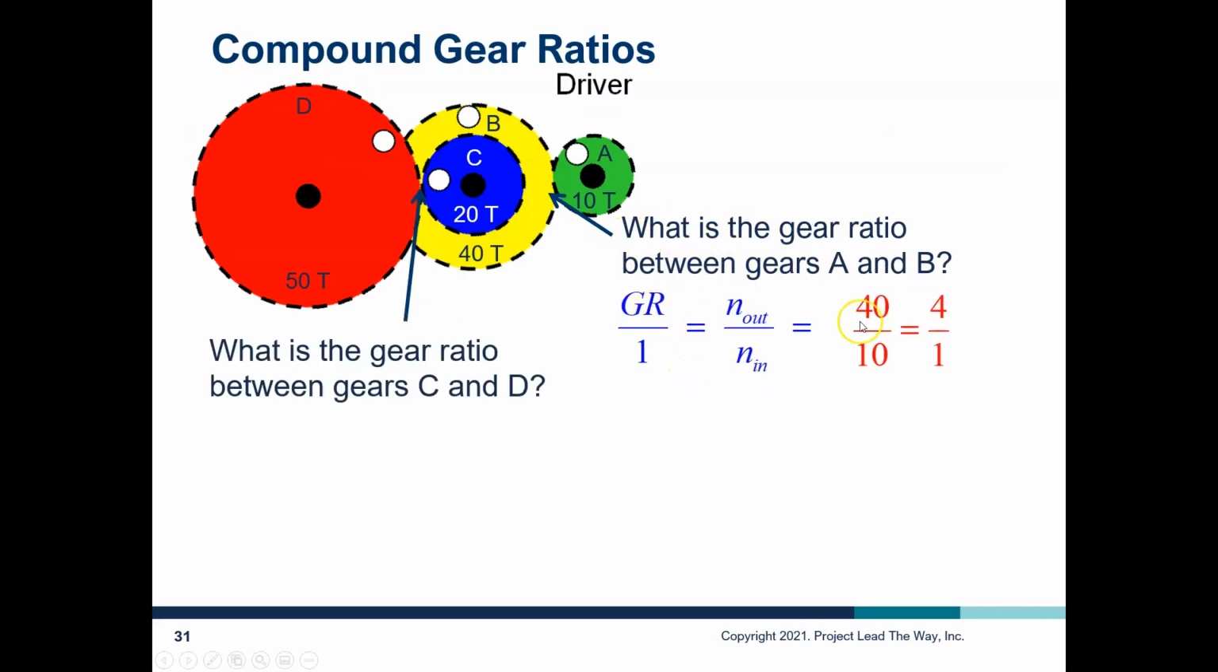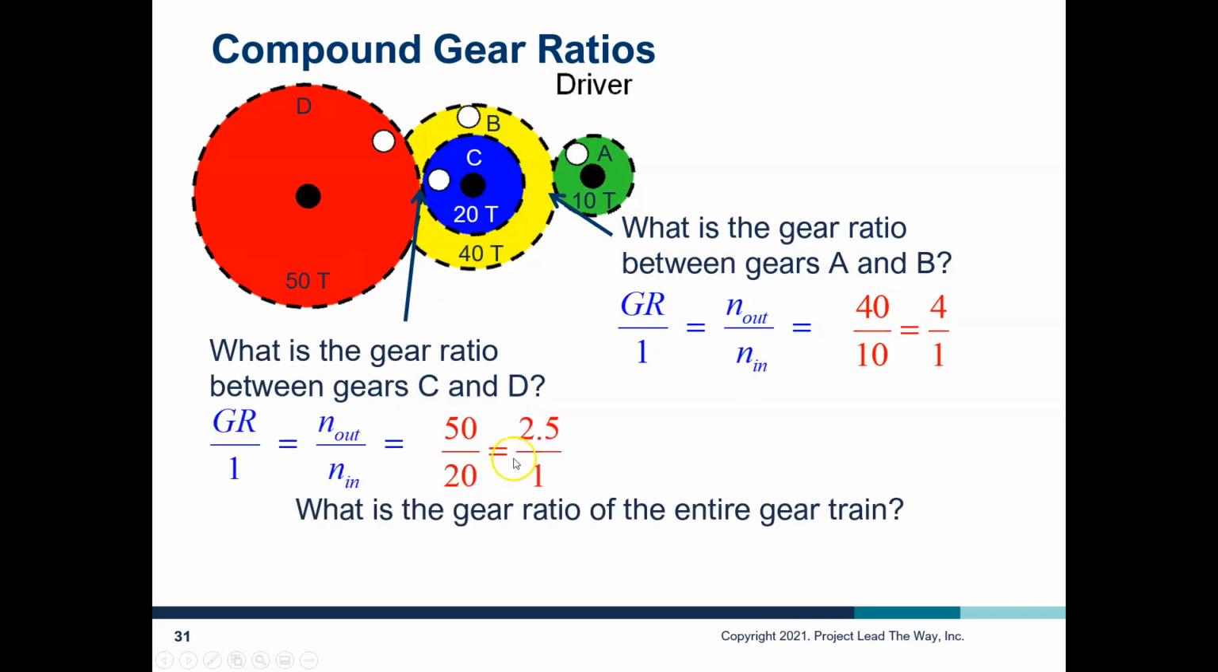So then what is the gear ratio between gears A and B? So the gear ratio is out over in, so we have 40/10, which is 4:1. What's the gear ratio between C and D? Well, again, that's going to be 50 over 20, and so we get a gear ratio of 2.5 to 1. So what is the gear ratio of the entire gear train? Well, again, we're going to multiply that out, and 4 times 2.5 is equal to 10. So we get a 10 to 1 gear ratio.